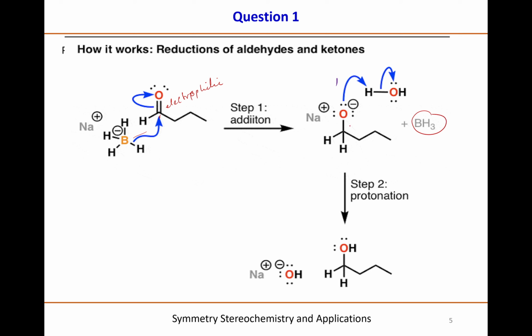After this, the next step is protonation. So how will the protonation take place here? This is a water molecule. At the time of workup, this O minus will take up the proton, and it will be stabilized by the Na plus ion in the system, and we will get the secondary alcohol as a product. So in this case there are two steps: first the addition of hydride ion, followed by protonation to get the desired secondary alcohol as a product.